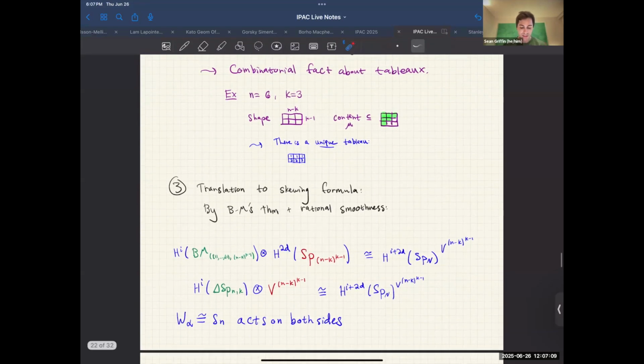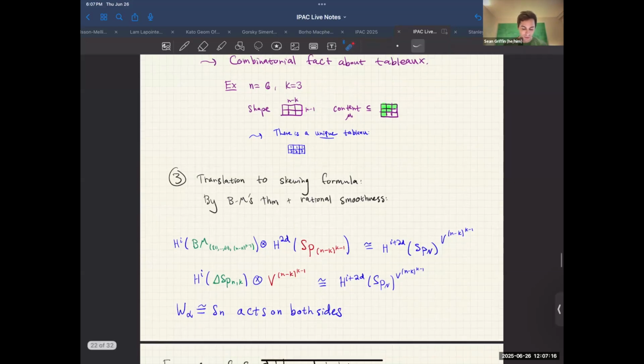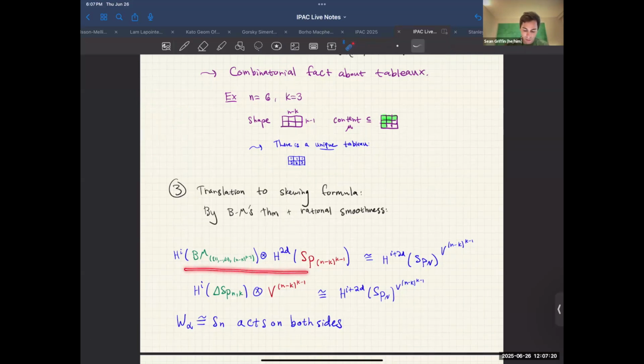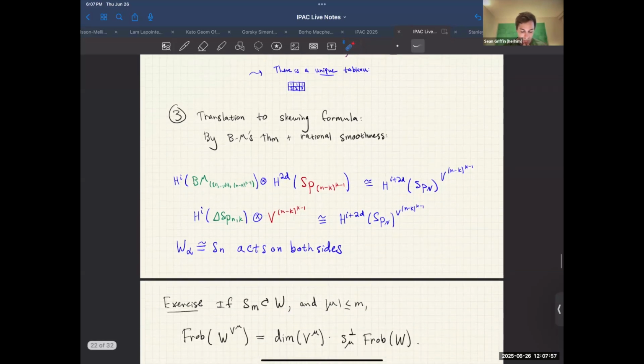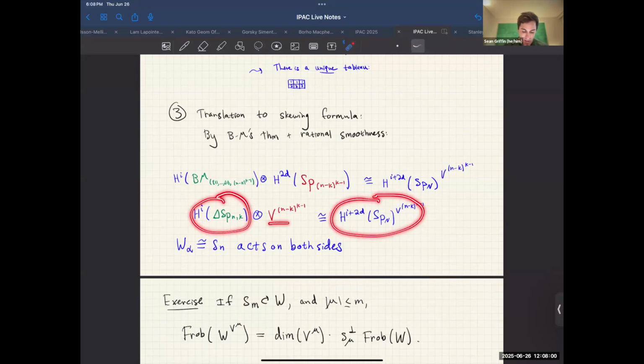And then how do you translate the skewing formula to the Borho-MacPherson setup? Just translating Borho-MacPherson's isomorphism, here's what you get in our particular case. We're just taking the isotypic component when you restrict down to just acting on the last part. On the left-hand side, we get the cohomology ring of the thing we wanted, the delta Springer fiber. We have this coefficient that's sitting in a single degree. And on the right-hand side is this isotypic component. S_n acts on both sides here, and trivially here.